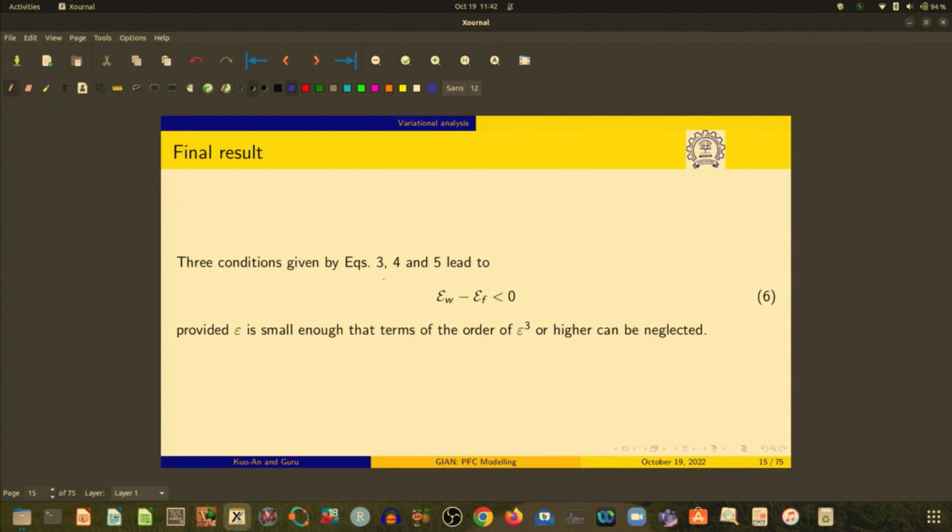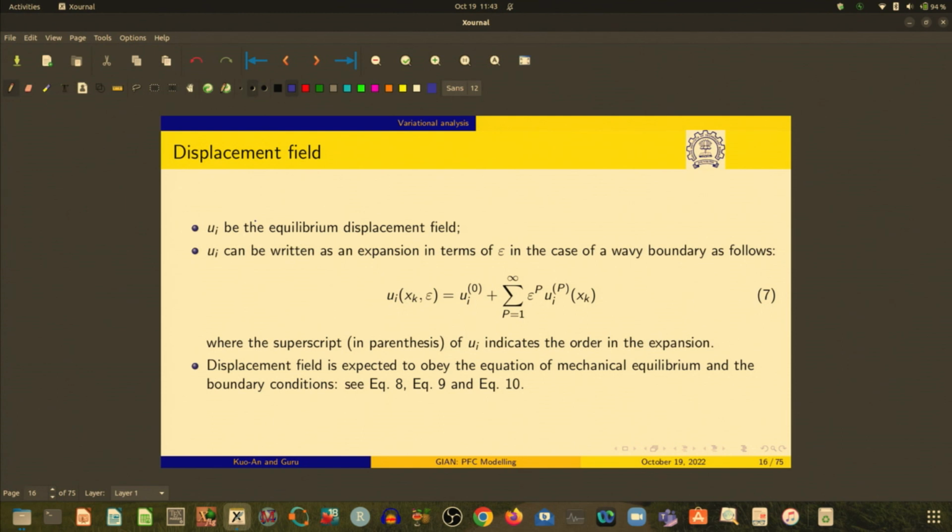So, if you obey these three conditions, then you will get the energy of the wavy interface to be always less than the flat interface for small enough epsilons, and when I say small enough, it is small enough that epsilon cube and higher order terms can be neglected. Because we are trying to solve the elasticity problem, I need to find the displacement field from which I can derive strain, from which I can derive stress. That is basically the strategy always. You always write del squared u and you want to solve. So, let us say that u_i is the equilibrium displacement field.